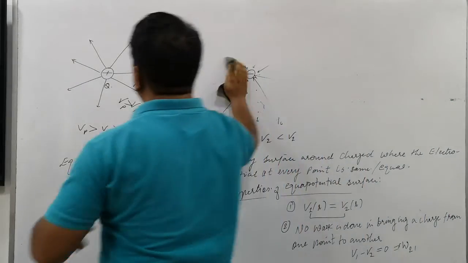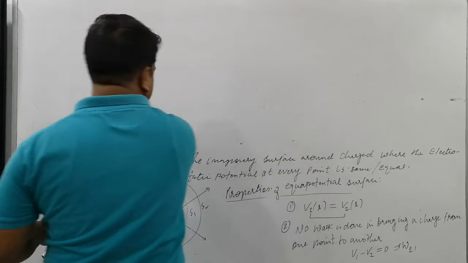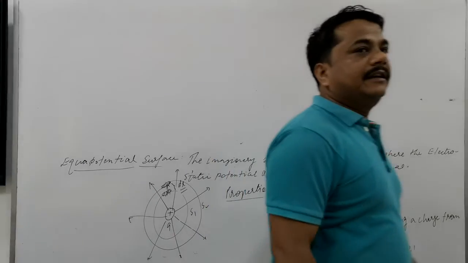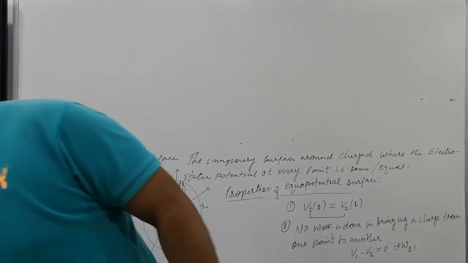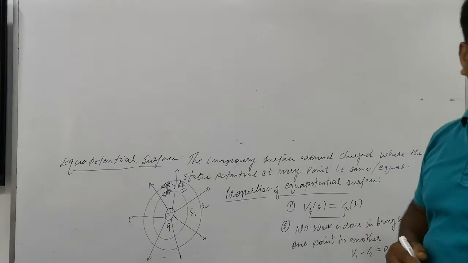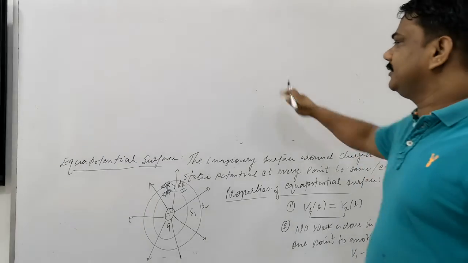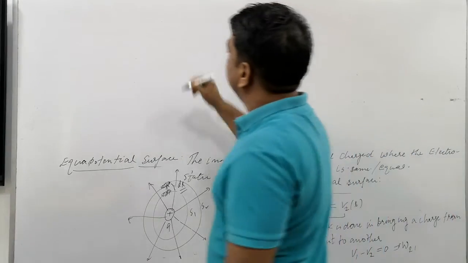Have you written? Next, you will see in this pattern that if the field is radial, then the equipotential surface is spherical. So draw the equipotential surface due to a uniform field. If the field lines are parallel, what will be the equipotential surface? Please write the question. Sometimes this question comes for 1 mark or 2 marks.